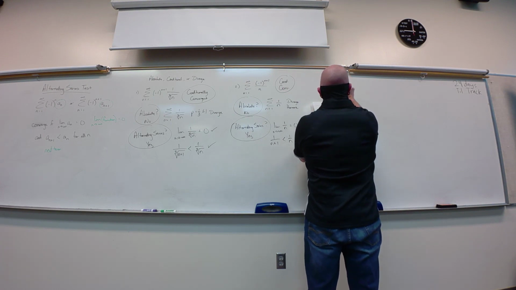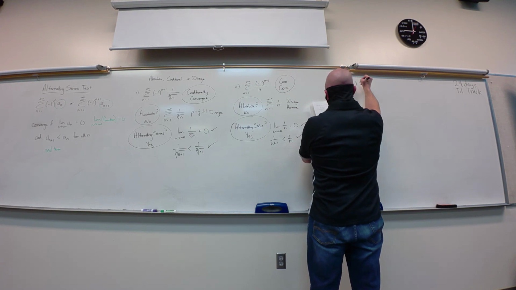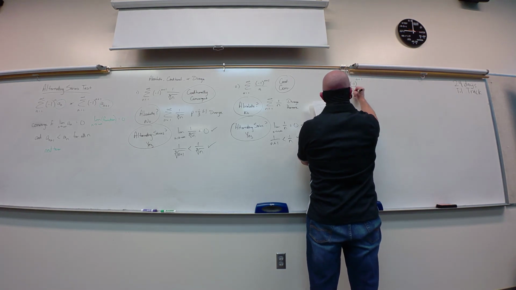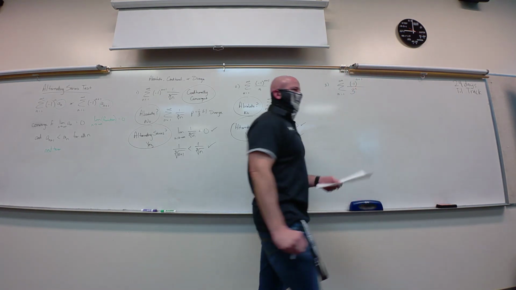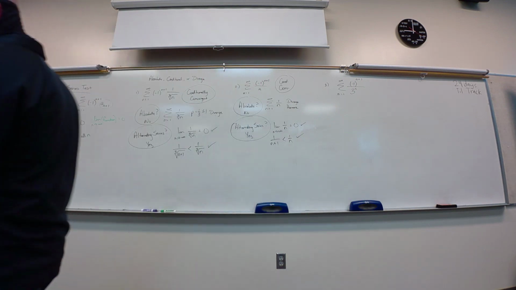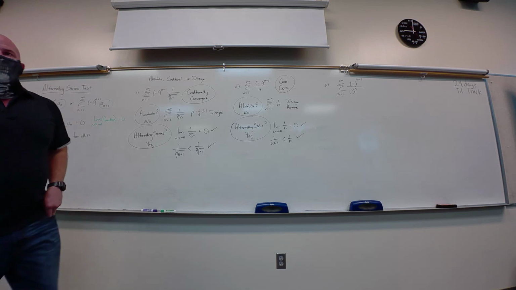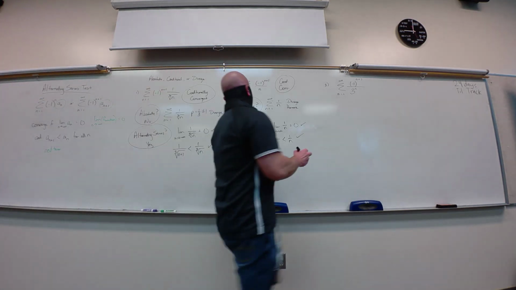Let's go with this. The sum from 1 to infinity of (-1)^(n+1) over 3^n. So check the absolute first.